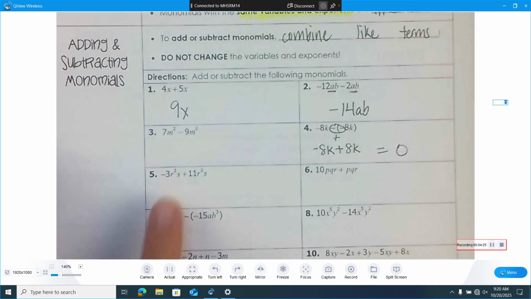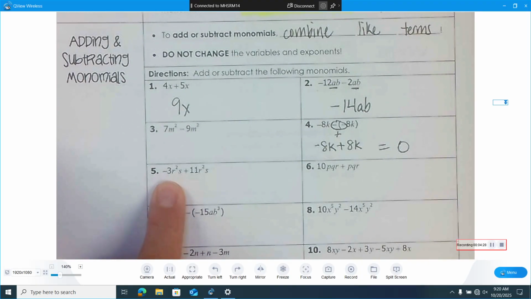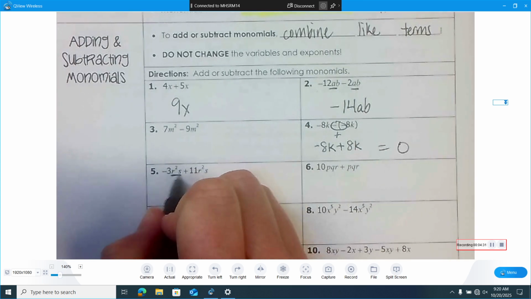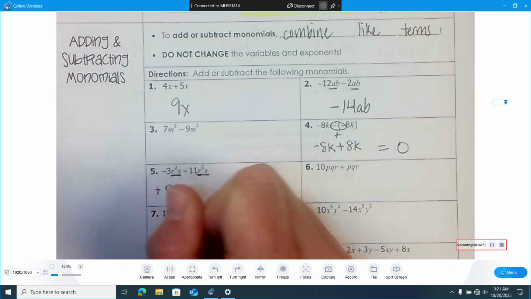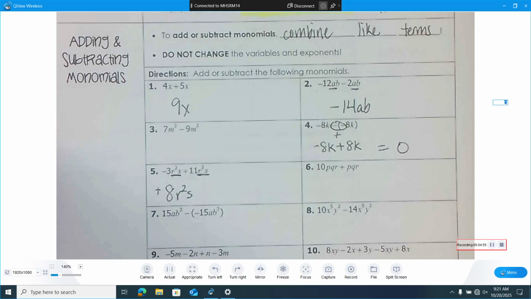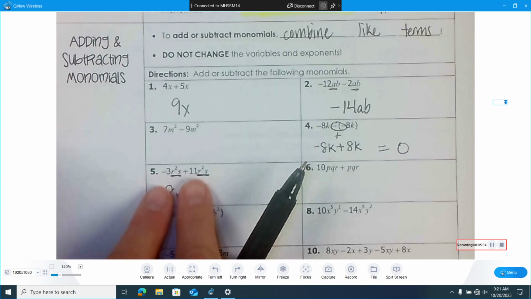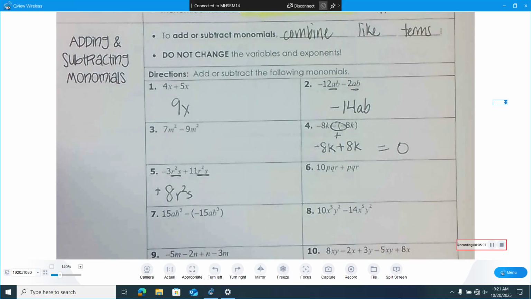All right, let's look at here, number 5. Negative 3. Look at that. See how we have r squared s and r squared s? They have the same variables and exponents. So negative 3 r squared s's plus 11 r squared s's. Are they on the same team or are they at war? War. Who's going to win? Positives by how many? 8. Very good. Positive 8 r squared s's. Do we change the letters and exponents? No, they stay exactly the same. When we're adding and subtracting, all we're doing is adding the coefficients. All we're doing is adding the numbers in front.